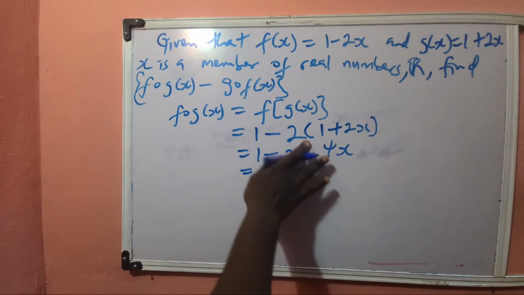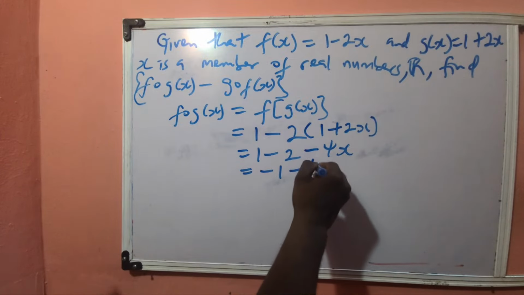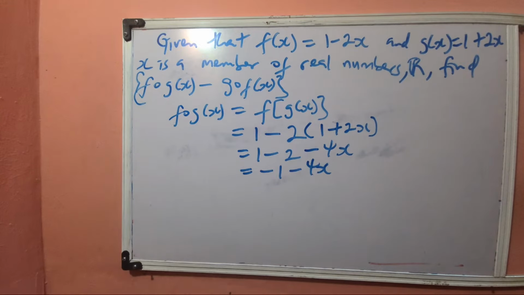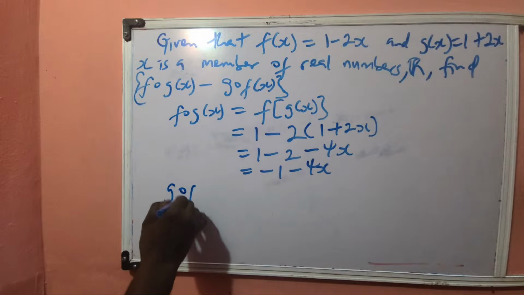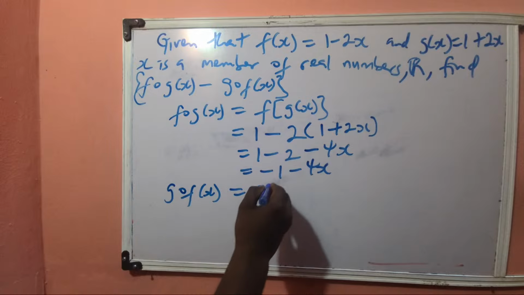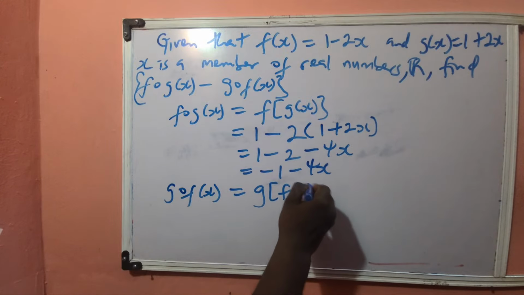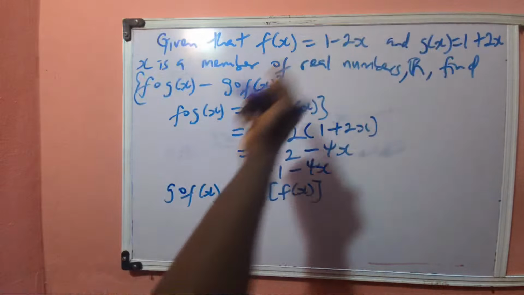Oh, sorry. This is going to be minus because minus 2 is here. Minus 4x. All right. I'm sure that was perfect. Now let's see g of f. g of f of x will be g, then f of x being the argument.